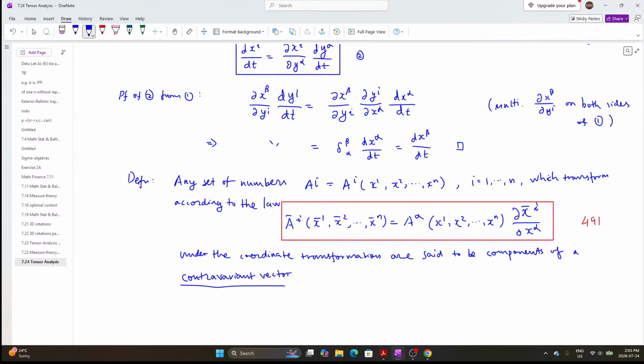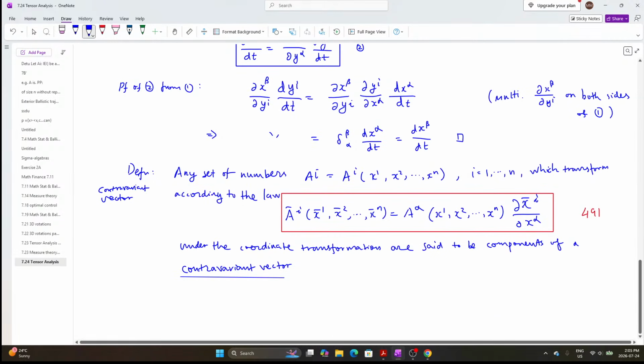Contravariant vector, okay? So this is a definition of contravariant vector. Okay, I think that's enough abstraction. We'll do an example. Okay, we'll finish reading the text.